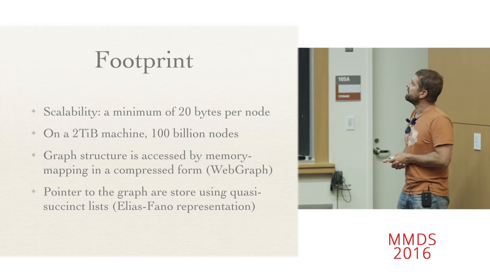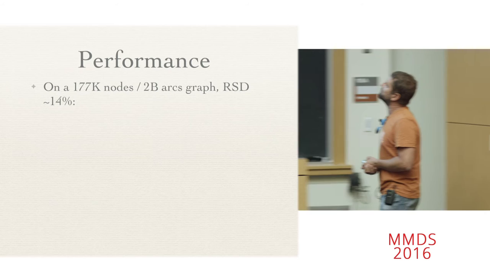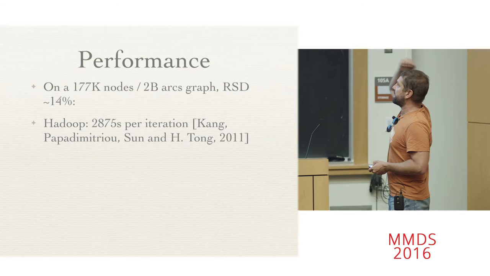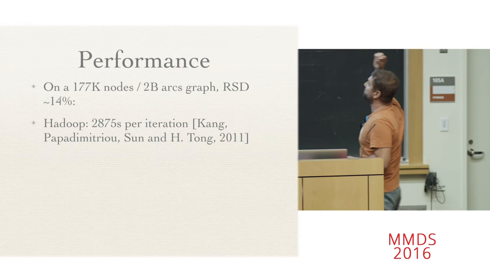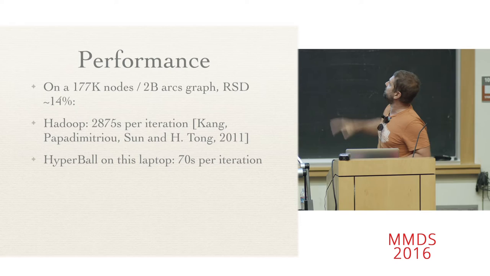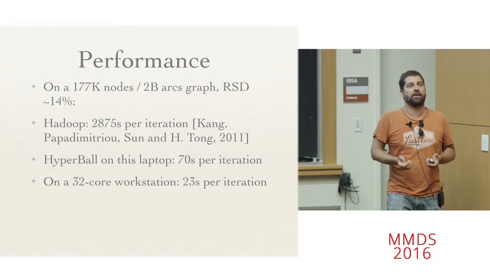And just to give you an idea, this is one of the few things that I could compare to using Hadoop. This is a connector graph on which I could find some tests to do closeness with Hadoop. And in this paper, they report this number of seconds per iteration. HyperBall on this laptop will take 70 seconds, and on a workstation, 23 seconds. So if you have less than 100 billion nodes, I'd suggest you not use Hadoop. But then it's your choice.